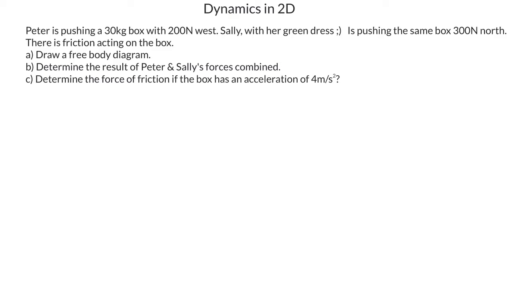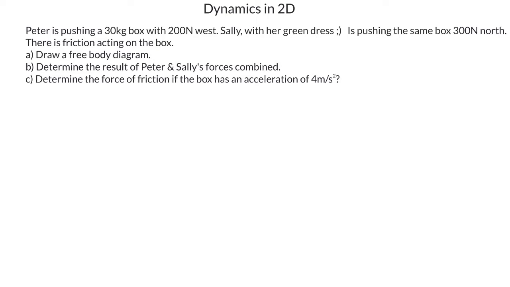Hello everyone. Let's try another example here, taking a look now at some dynamic questions where we're considering two dimensions. Here we have a situation where Peter is pushing a 30 kilogram box with 200 newtons west. Sally, with her green dress, hope you guys remember what that's from, is pushing the same box 300 newtons north. There is friction acting on the box.